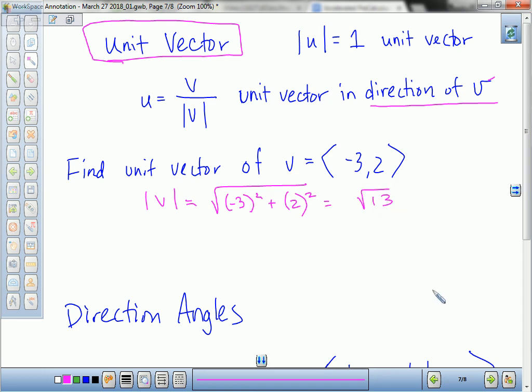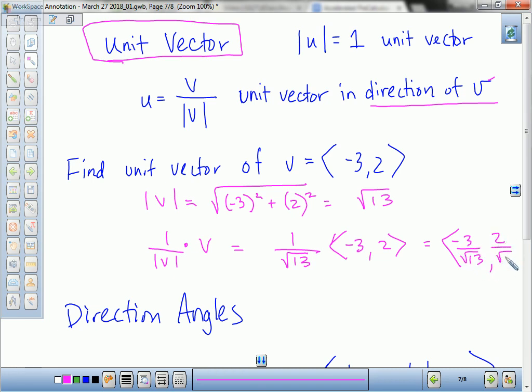Now, I talked about vector addition and I talked about scalar multiplication, so we didn't really talk about division. Could I think of this as vector v times 1 over this? Yes, I could. So let's think of this as scalar multiplication by 1 over root 13, and our vector v is negative 3, 2. So this would give us a unit vector of negative 3 over root 13, 2 over root 13.